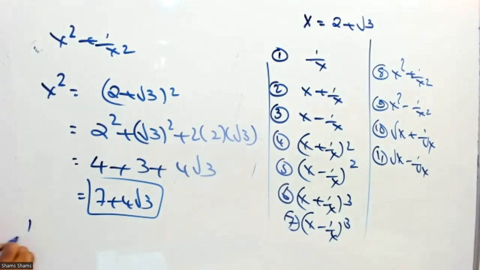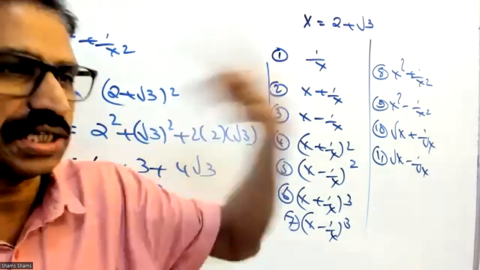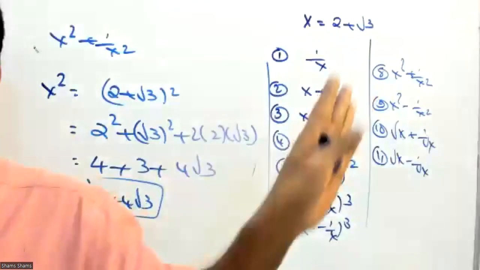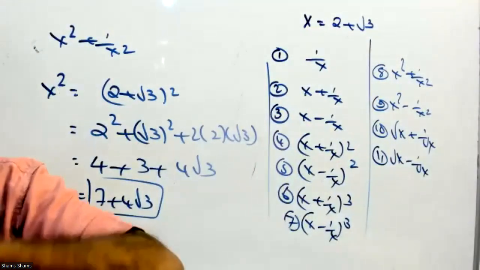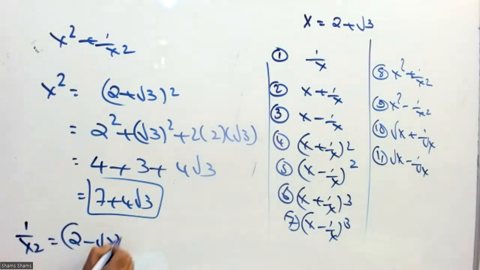Now 1 by x square. Don't write it this way, you never get it. Don't write this one. Now what is 1 by x? 1 by x is 2 minus root 3, right? You consider that only. Don't write 1 by 2 plus root 3 square. That's wrong. So 1 by x square equals 2 minus root 3 whole square.